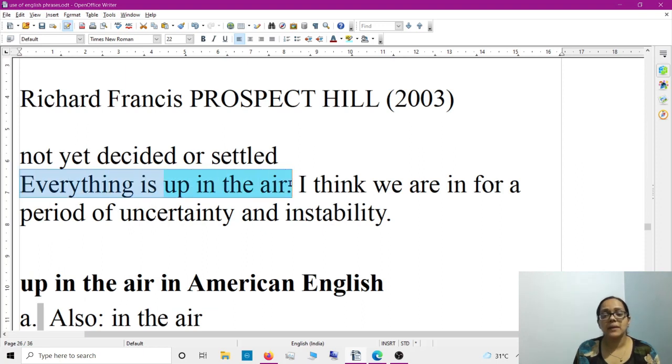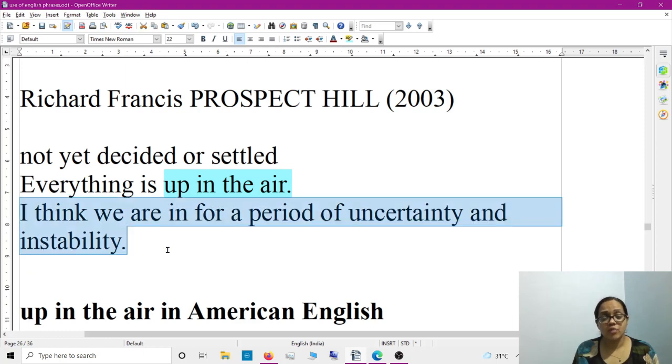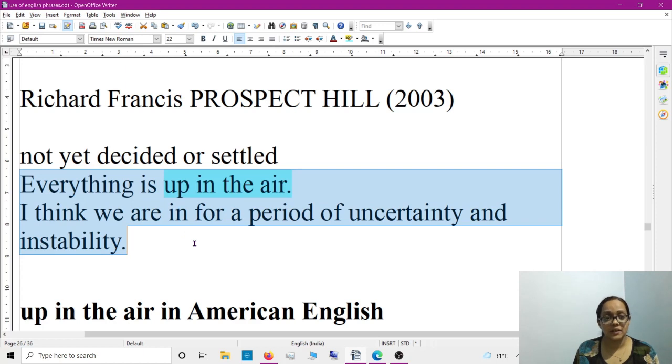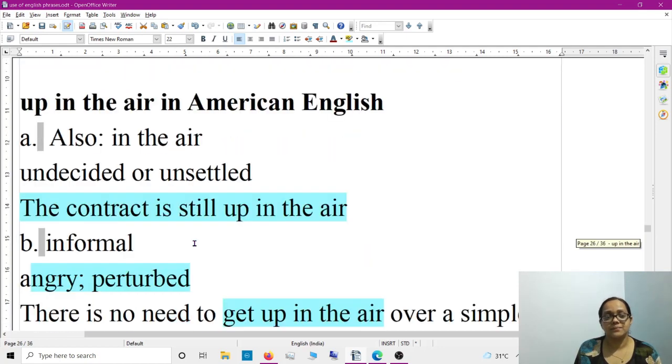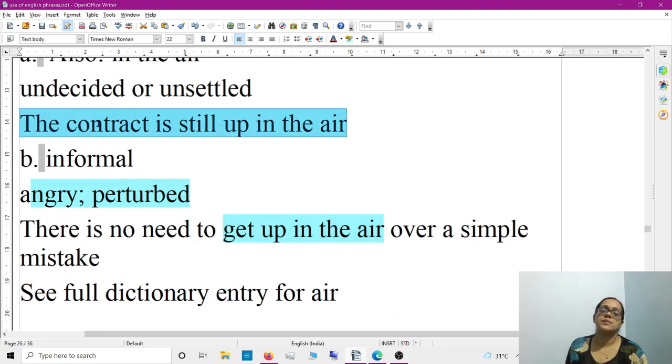Everything is up in the air. I think we are in for a period of uncertainty and instability. The contract is still up in the air, which means undecided or unsettled.